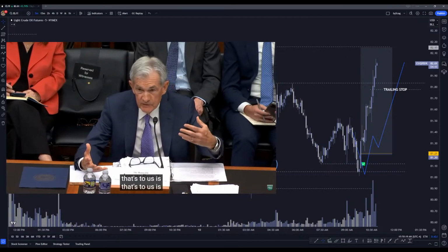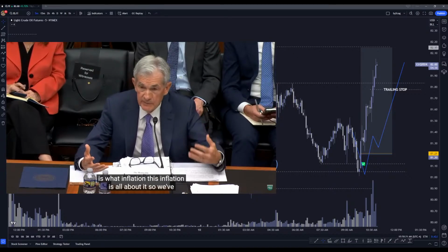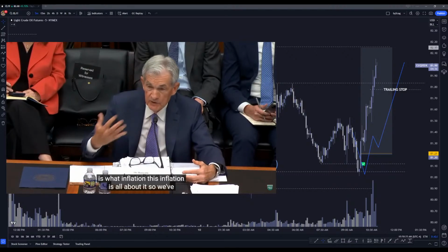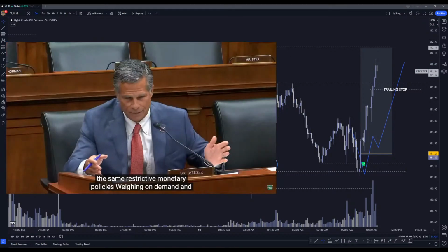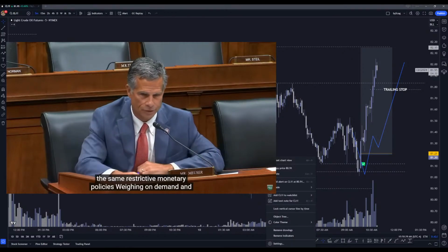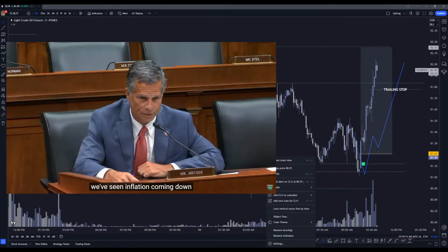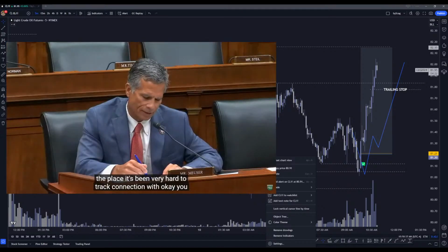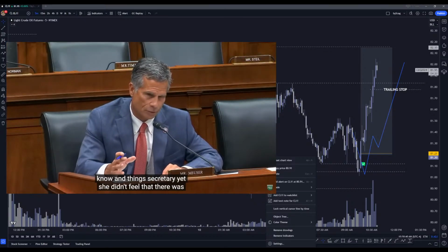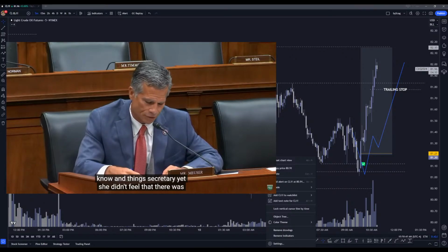So we've observed the sort of healing of the supply side at the same time restrictive monetary policy is weighing on demand, and we've seen inflation coming down from those two forces. Is there data that supports that gouging of consumers is part of the inflation? It's been very hard to track a connection with earnings and things. Secretary Yellen mentioned that she didn't feel that there was grocery price gouging.